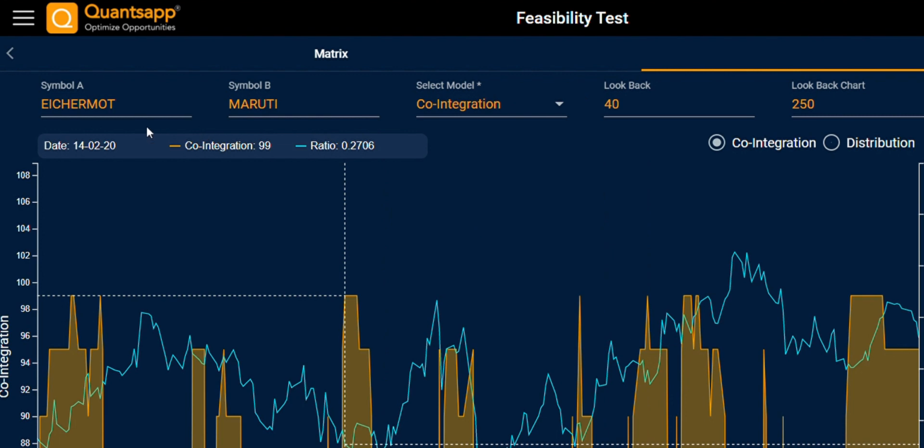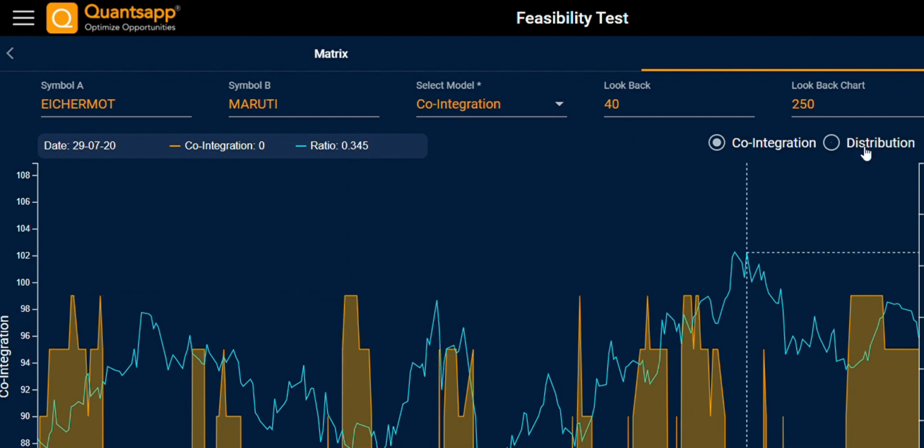As we can see, we have taken symbol A and B, Eicher Motor and Maruti, as our pair. We have taken it on the basis of co-integration, and our look back period is 40, and our chart period is 250, that means 1 year.